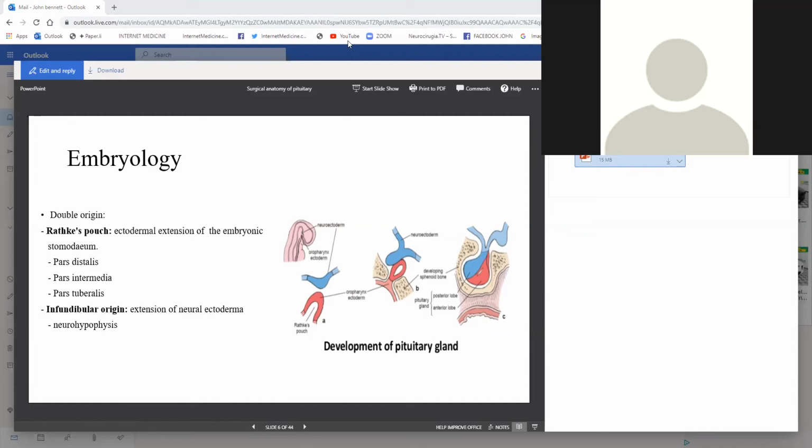So the anterior hypophysis originates from Rathke's pouch, which gives the pars distalis, the pars intermedia, and the pars tuberalis. Rathke's pouch, you can see it in red here. It will be responsible for the formation of the anterior hypophysis, and then the infundibular origin will form the neural hypophysis posteriorly, which is an extension of the neural fibers from the hypothalamus, and will form the posterior hypophysis. Next slide, John.